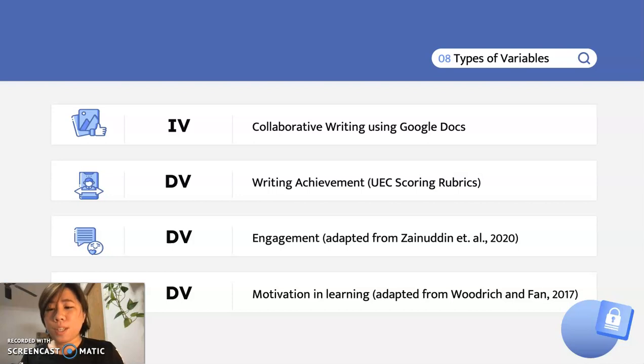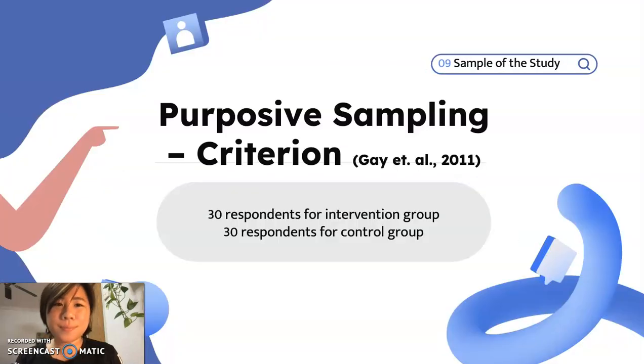So the types of variable here, there are a few. The first one is the IV, which is collaborative writing using Google Documents. DV would include writing achievement. The writing achievement would be scored using the UEC scoring rubrics because students are using the UEC exam format. Next DV is to do with engagement. The instrument is adapted from Zainuddin et al. 2020. And finally, the last DV is to do with motivation in learning adapted from Woodridge and Fan 2017.